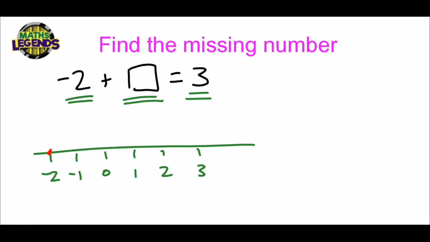So we're starting from minus 2, trying to get to 3. Count the number of steps: 1, 2, 3, 4, 5. So the answer here is 5.